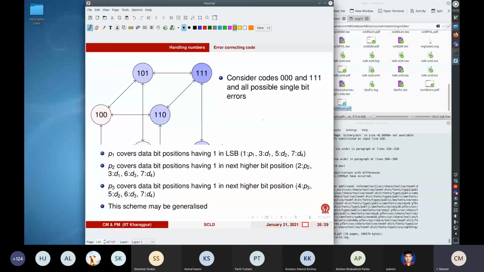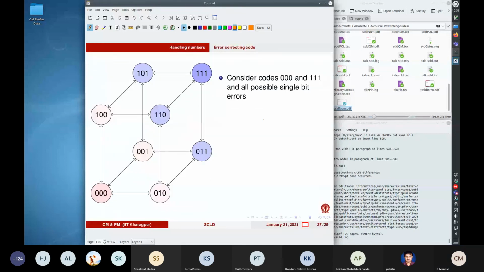All right, and now let us talk a bit about error correcting codes. So look at this cube, and let us say that we are considering two particular codes, all zeros and all ones. We are considering two particular codes, all zeros and all ones, that is this one.